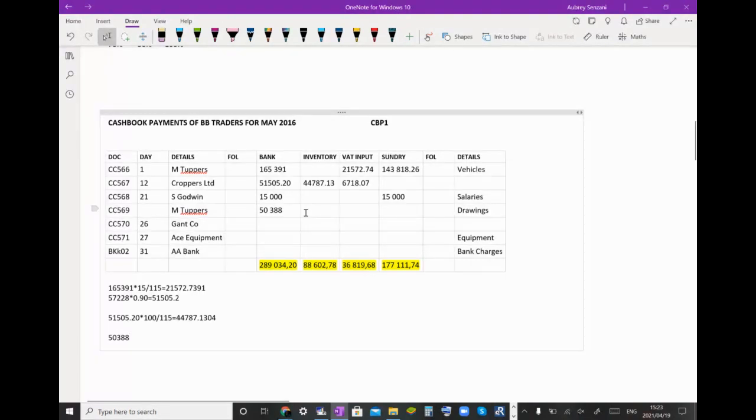And what date? Oh yes, that was on the 21st as well. Thank you so much, sir. That was drawings, personal use, 5,000. So 5,000 there in the bank, and then you can literally just go to sundry and put 5,000. There's no input VAT on drawings.